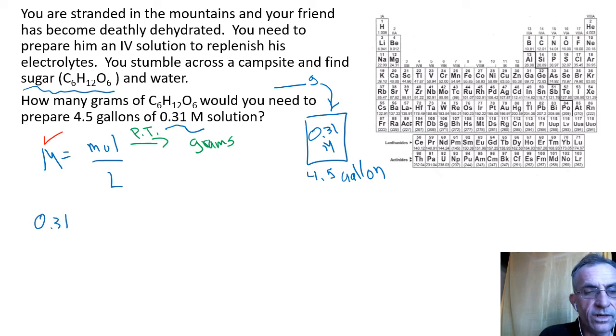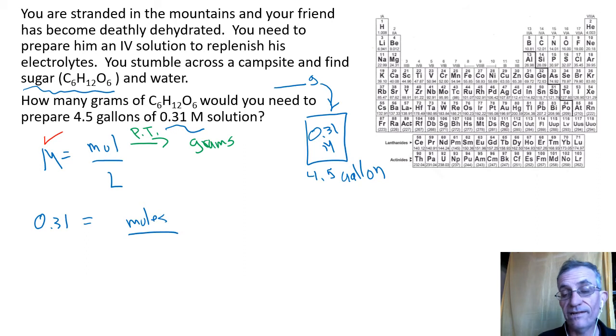But there's one other issue that we didn't have last time. We're going to figure out how many moles we need, but we also need to put in this equation how many liters you're planning on making up. Now, I didn't give you the volume in liters. I gave it to you in gallons. You're going to make up 4.5 gallons of solution.